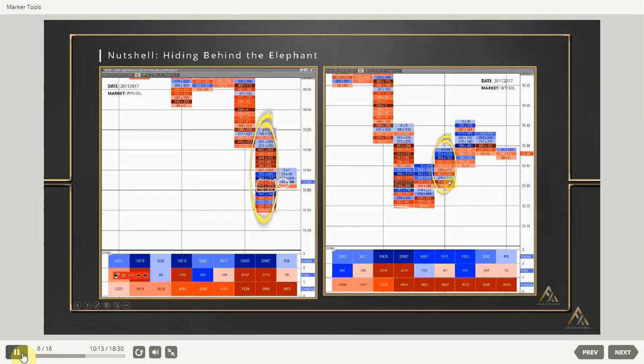Now, like I said to you, some of the traders would choose to have their stop below the low. For me, I prefer to keep it much tighter, so I'd like to keep it pretty much around where the base of that elephant is.